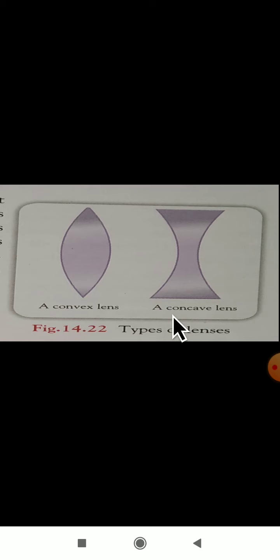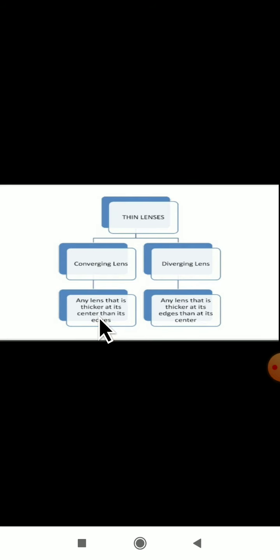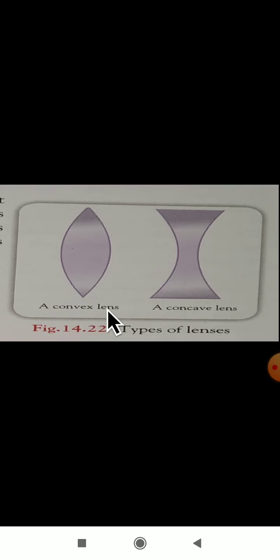You can observe here, as I have told in the definition already, what is a convex lens and what is a concave lens. A convex lens is nothing but any lens that is thicker at its center. You can observe the center part, it is thicker. If you see the edges, they are thin.